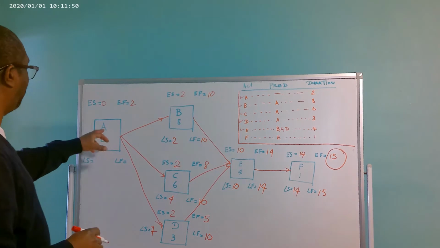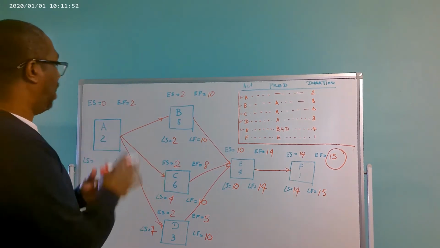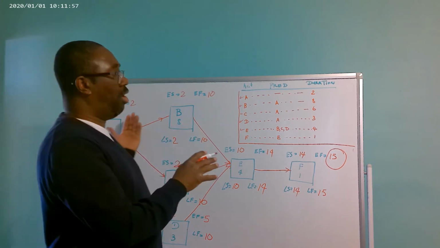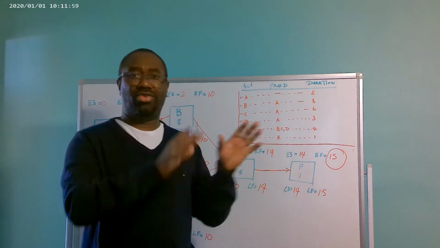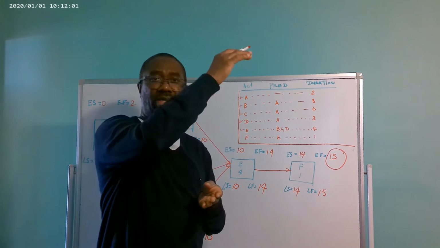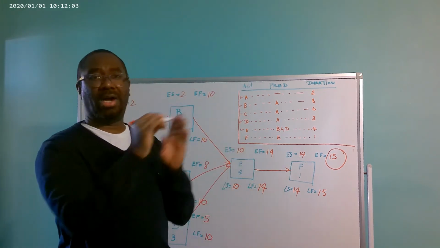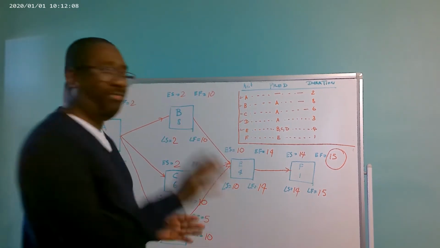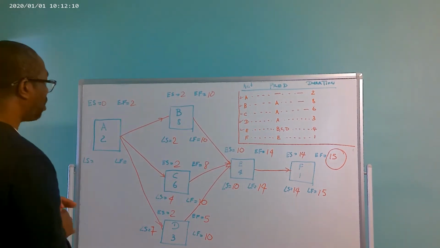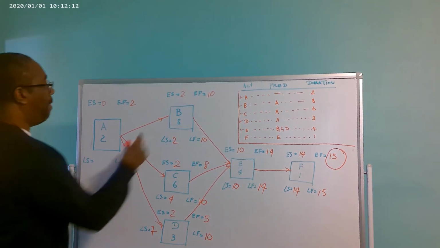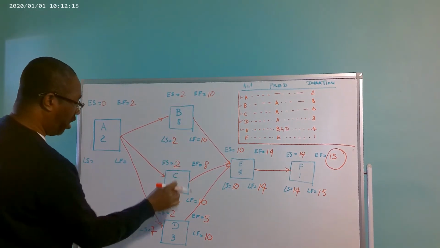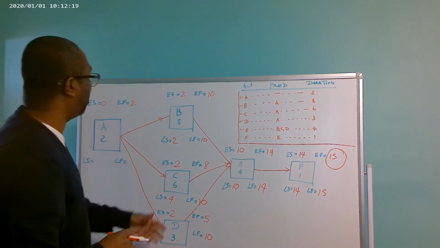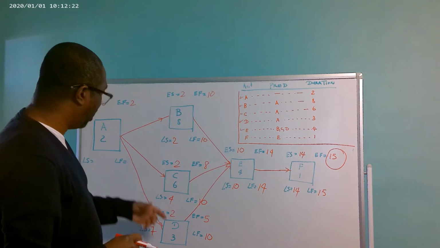So we reach activity A now. Let me say something to you: when we are doing the forward pass, we choose the highest duration. And when we are doing the backward pass, we choose the lowest duration. So if you notice, activities B, C, and D come out of activity A. So we're going to choose the lowest of activities B, C, and D.